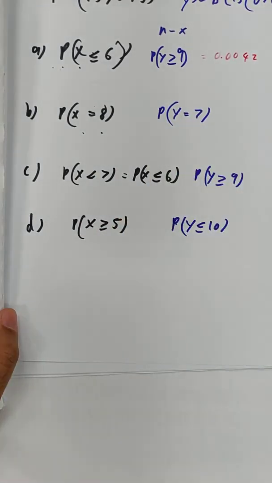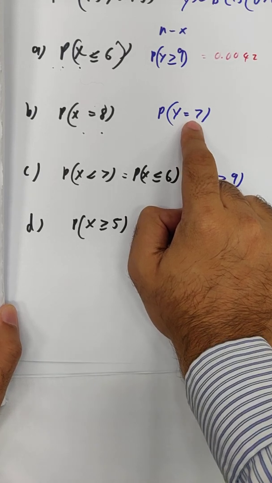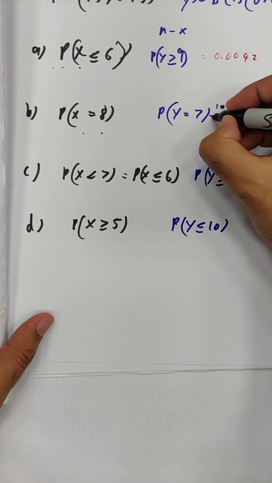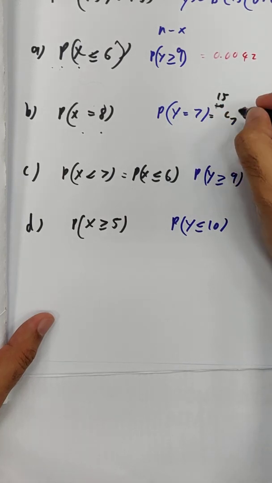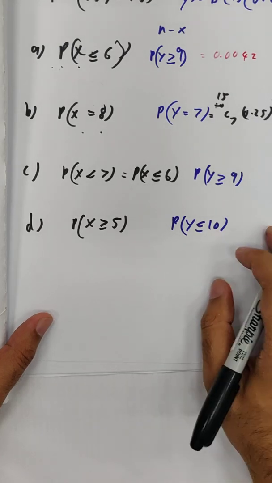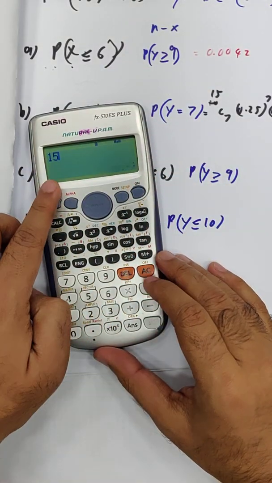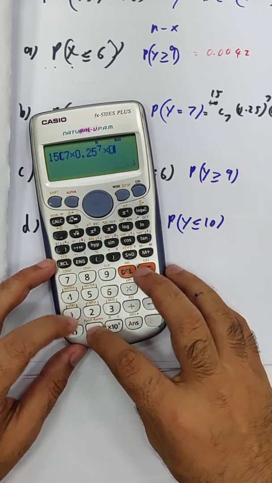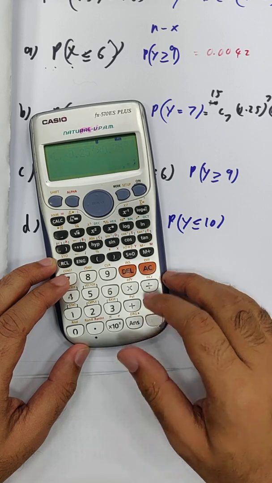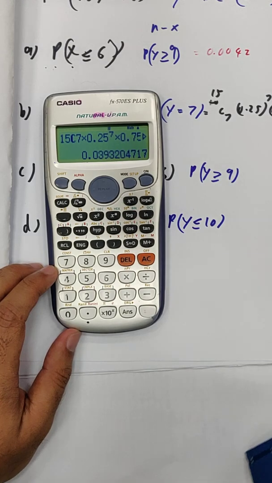Okay, Y equals 7. For this one here, since it's equal, I prefer to use the formula. So I prefer to use 15C7, 0.25 to the power of 7, 0.75 to the power of 8. The answer is 0.0393. Alright, we got it correct as well.